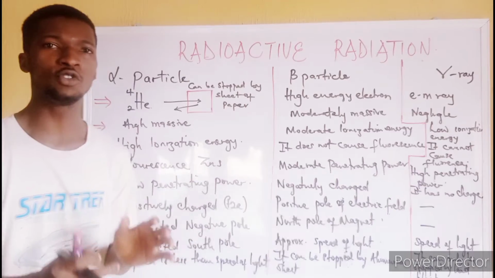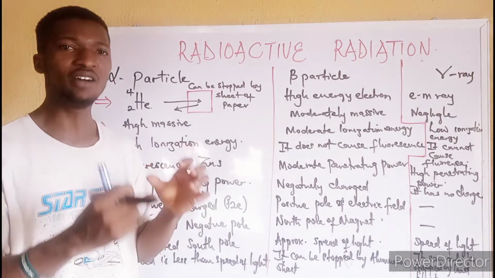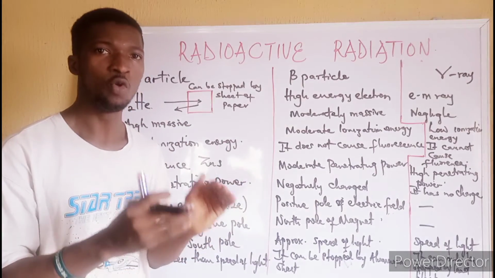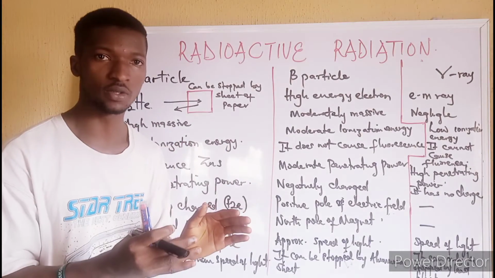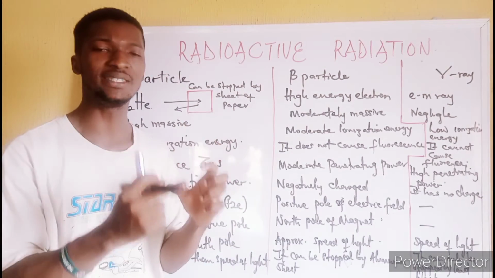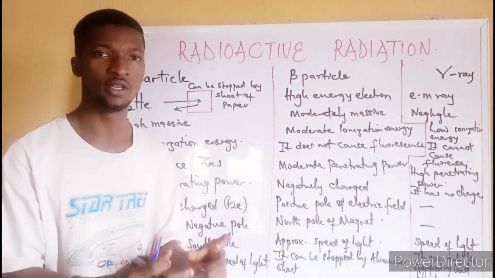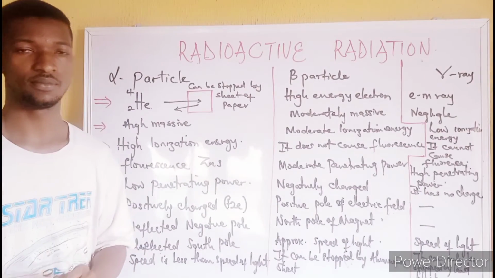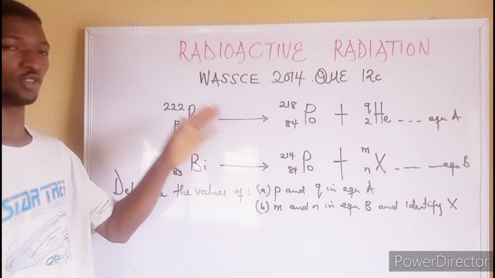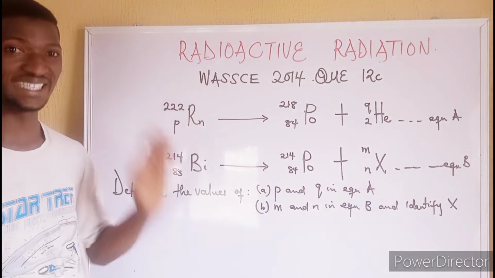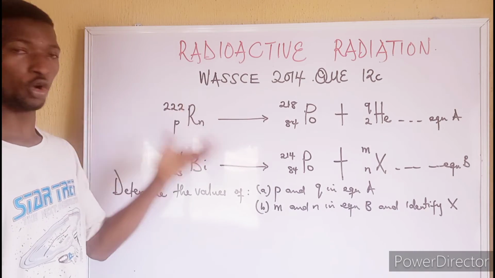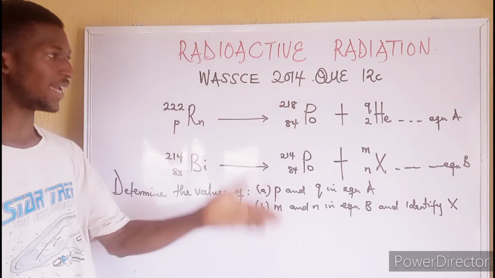gamma ray. Now we move to the aspect whereby we look at how these radiations can be emitted in a nuclear reaction when they are represented with a nuclear equation. Even if they are unknown in the nuclear equation, we'll be able to distinguish which particular radiation is emitted. So now let's look at that. Now let's consider this question taken from WAEC past question 2014, question 12C. This is a theory question. The question shows equations, equation A and equation B.